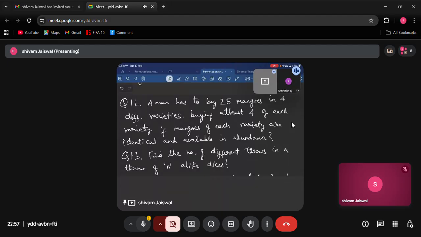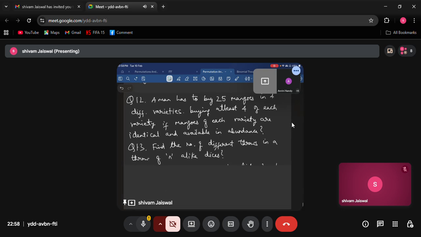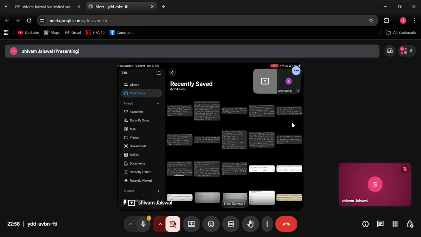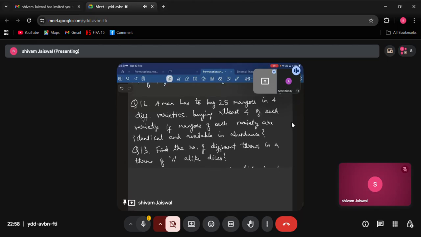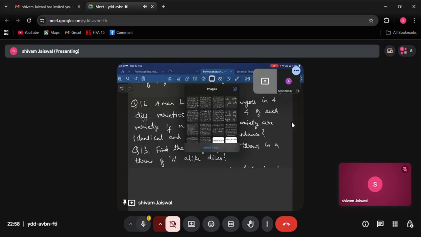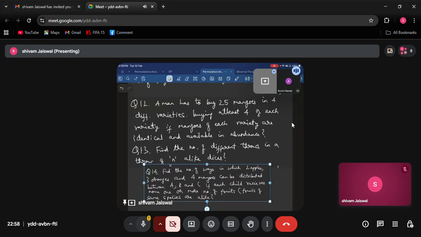Quickly solve, everyone. These are also very easy. By next week, I'll move on to another chapter, that is binomial theorem. So keep practicing, everyone. Very soon the PNC and binomial test will also be taken. Keep practicing.